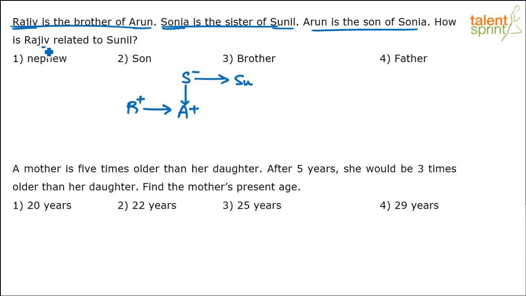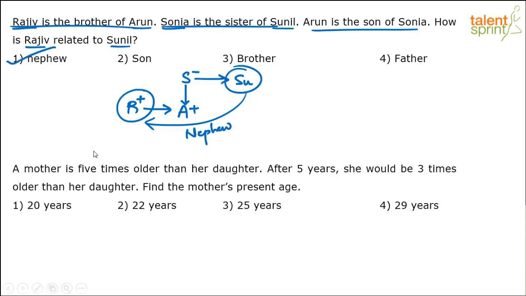Now how is Rajiv related to Sunil? So understand, Sunil's sister's son's brother. See, your son's brother is your son. So Sunil's sister's son. Your sister's son is your nephew, yes or no? Sunil's nephew. Rajiv is Sunil's nephew. So Rajiv is the nephew of Sunil. Getting it?